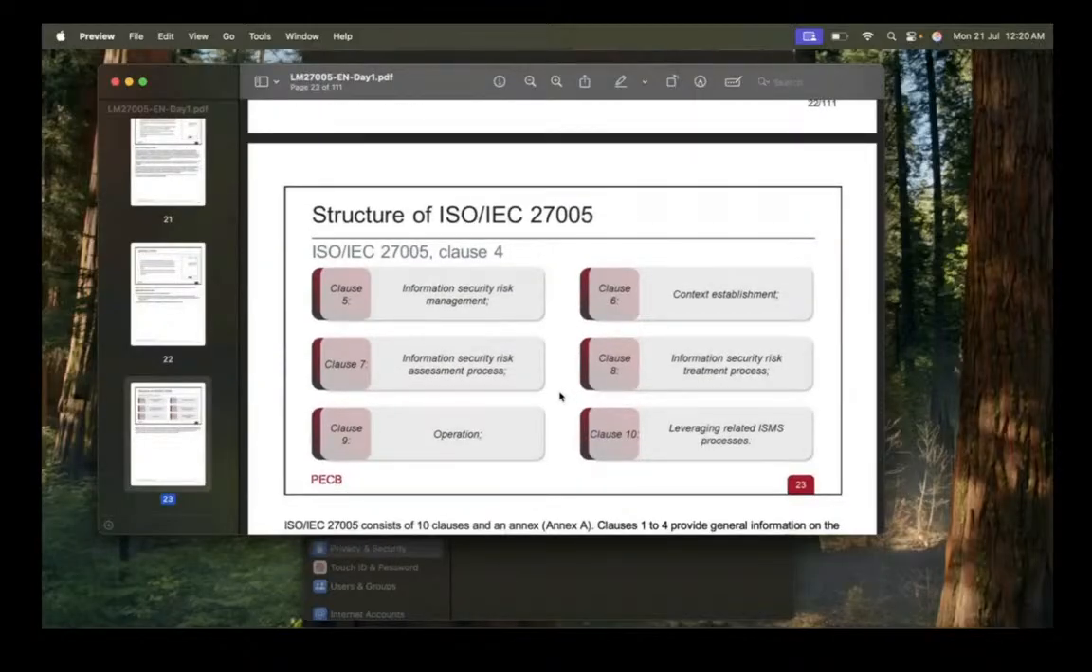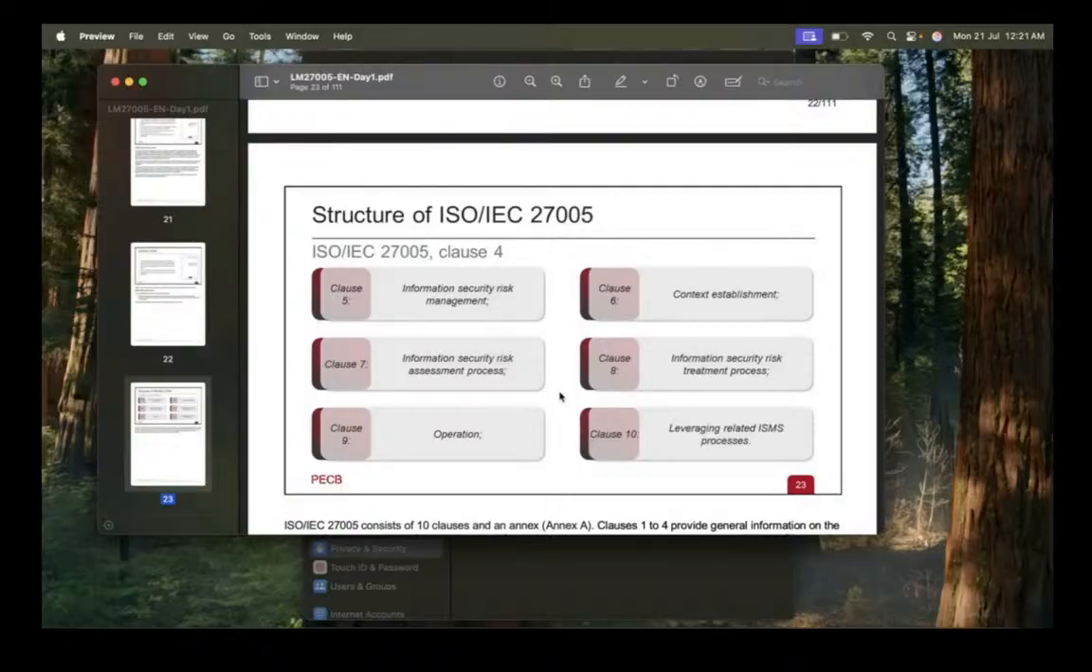Now, since 27005 is our focus, we will discuss the structure of ISO IEC 27005. There are different clauses that you can see here. It gives a little context about what each clause talks about. Clause 5 of ISO IEC 27005 is related to information security risk management.